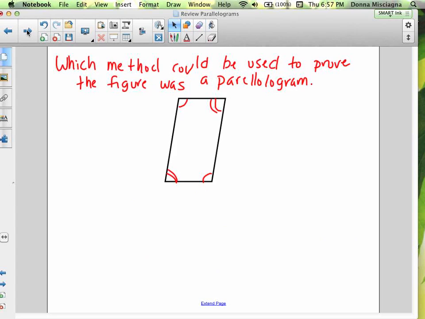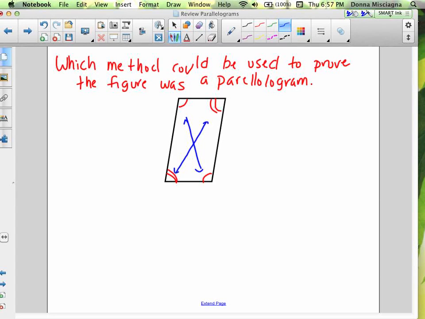So notice we learned 2 slides ago that parallelograms have both pairs of opposite angles congruent. And if we look, we have both pairs of opposite angles congruent. So we could prove that this figure was a parallelogram because both pairs of opposite angles of a quad are congruent.